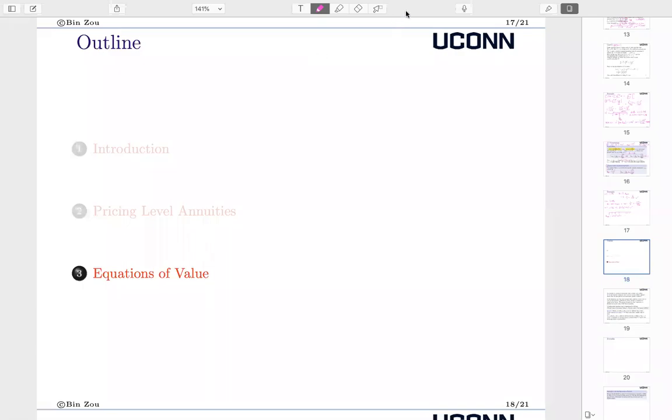We are at the last part of chapter 2. It has a name. It's called equation of value. They are somehow easier terms to describe what we will study in this part of the chapter.